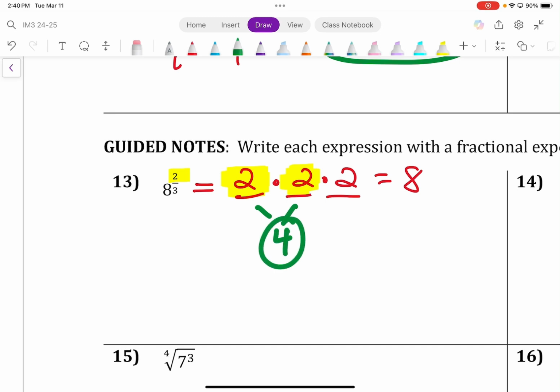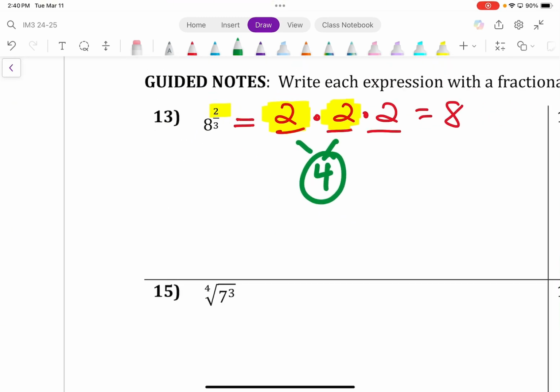Now this is how we taught it to you guys. This is not how people in other schools learn it, or even at a higher college level. They teach it differently. There's a more procedural way. So 8 to the 2/3 technically is supposed to be done like this.